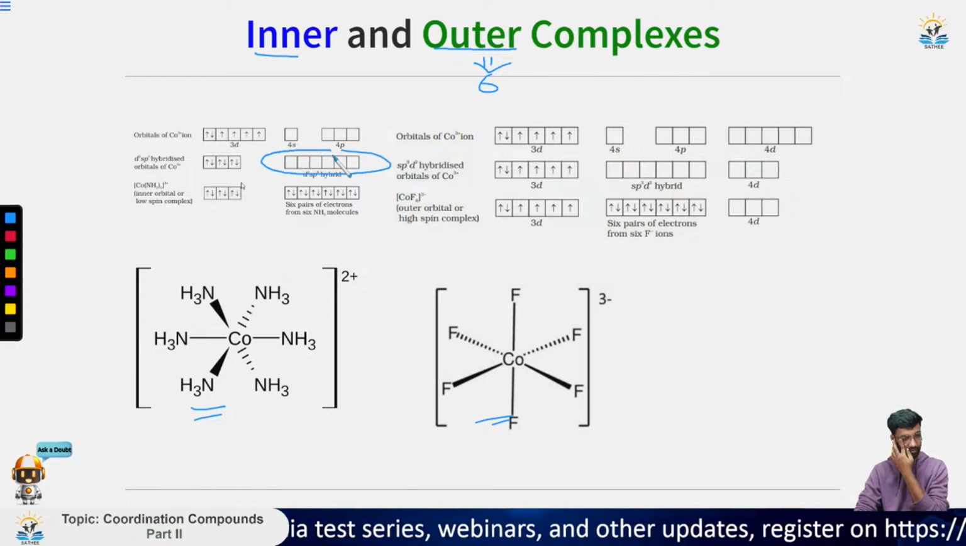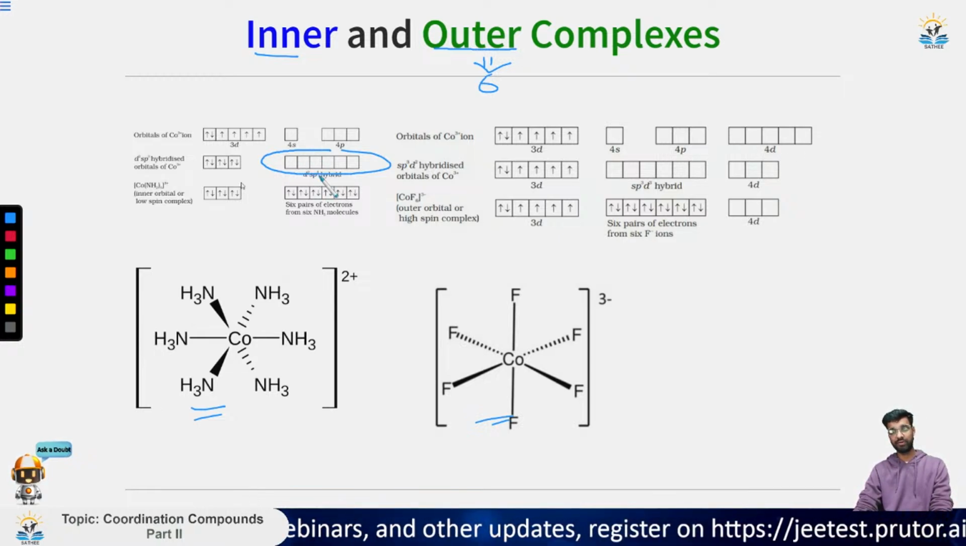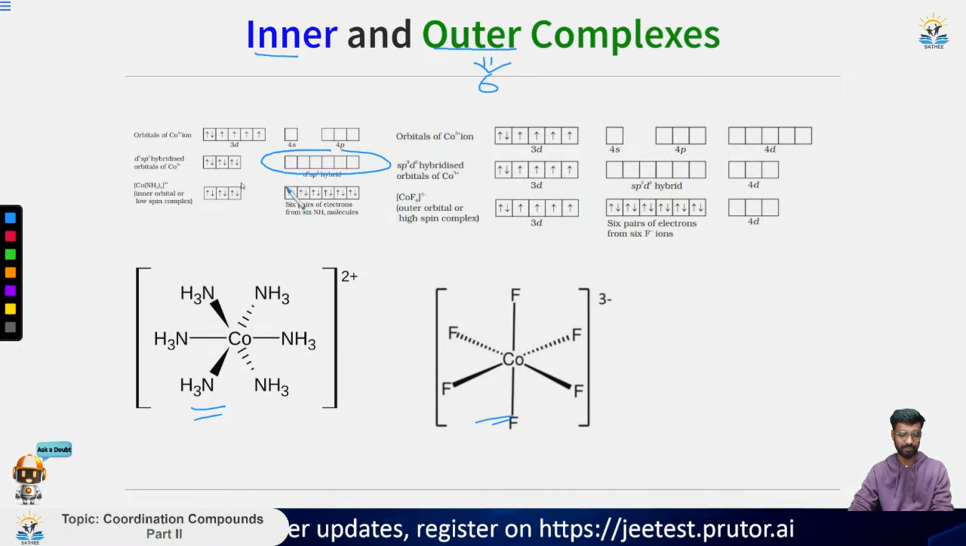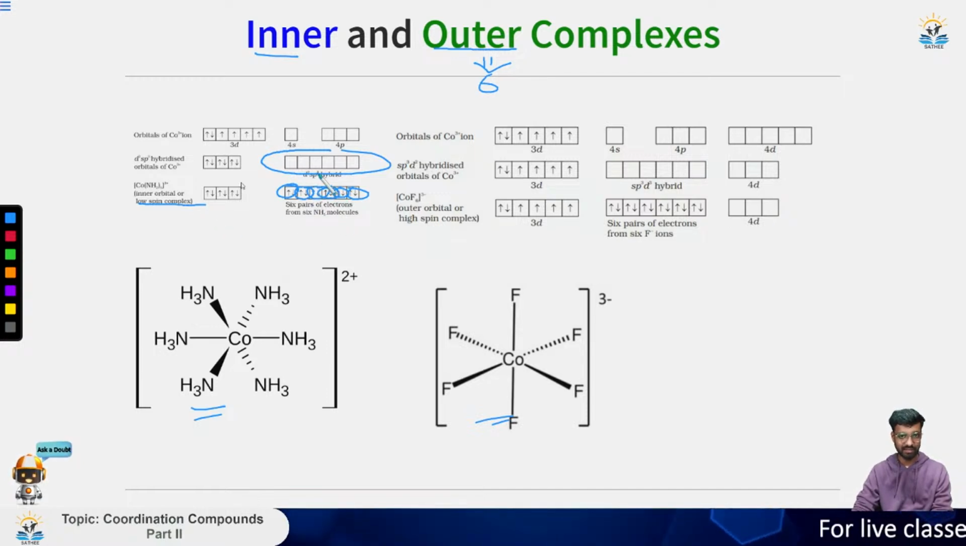Now all these 6 orbitals combine and form a set of hybrid orbitals, a set of orbitals having the same energy and same shape. Now we have 6 ammonia ligands, and each ammonia will donate one pair, and we will have an inner orbital complex, or you can say a low spin complex. Now what is the hybridization in this case? It is d2sp3, and it has an octahedral shape, that is like this.